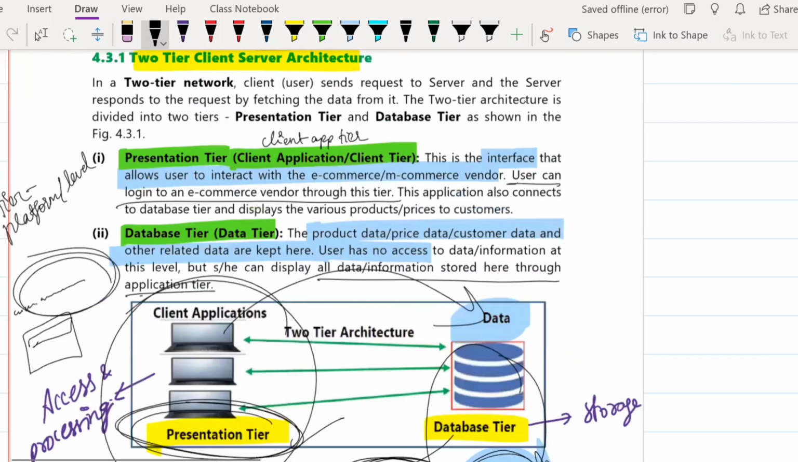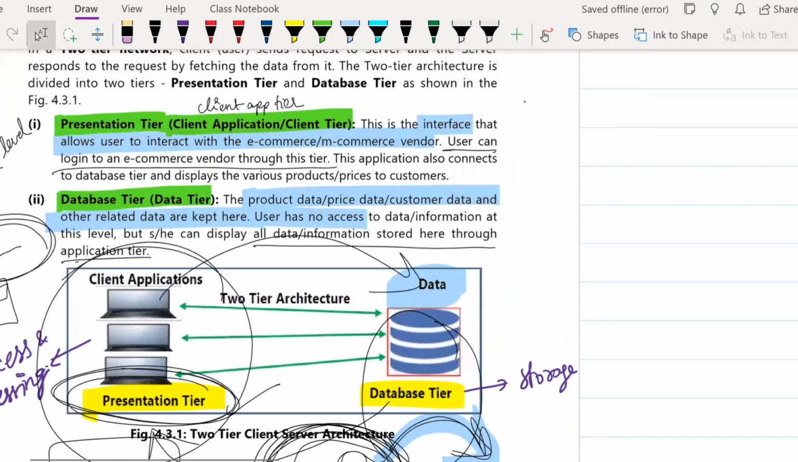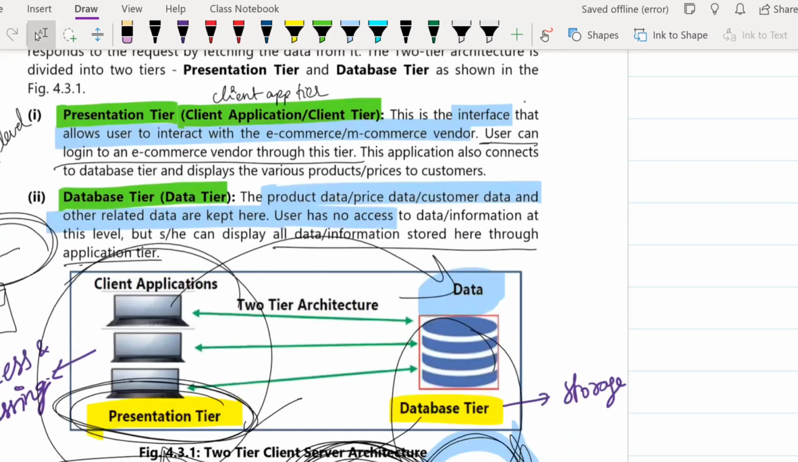Okay. So presentation tier, or what you see, always remember the other names that are given for these tiers, because in the exam, for MCQs, this might be one of the questions too. So presentation tier or client application tier or client tier, these are the three names. Okay, and client app tier is also one more name for it.